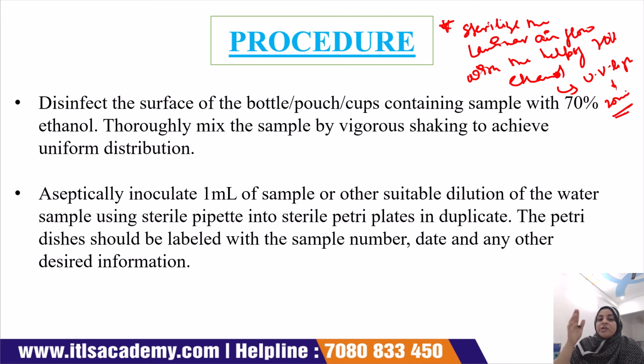How we perform the serial dilution, the video is already uploaded in our account. Here I will give you a quick recap. We take 6 test tubes, and in each test tube we add 9 ml of distilled water. Then we take a 1 ml sample and put it into the first test tube, and then from one test tube to the next we transfer 1 ml. Second to third, third to fourth, fourth to fifth, fifth to sixth. This is how we perform a serial dilution.